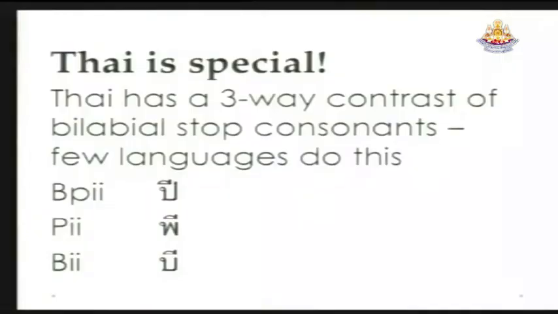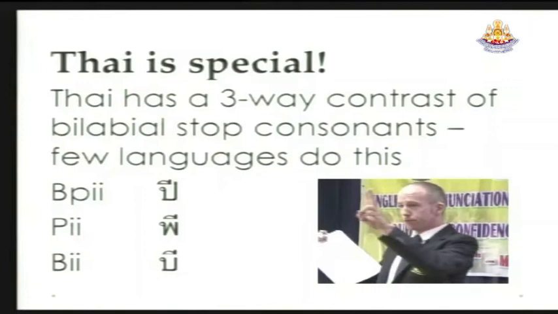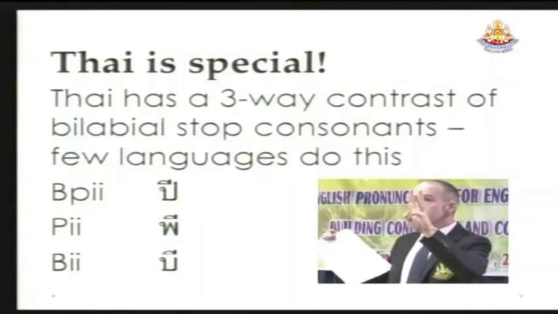All right, let me show you one thing that's kind of special about your language, about Thai. The Thai language has a three-way contrast between the bilabial stop consonants. That's right here. Thai is special. Most languages do not. Most languages like English, we have two. We have b and we have p. But Thai, you actually have three different sounds here. And that makes Thai a little bit special and a little bit unique.